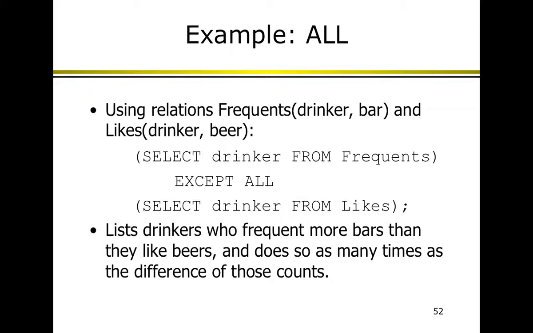Yikes. Now I think I need a beer to understand this query. It says, select drinker from frequents, except all, select drinker from likes. So we have frequents, bars and drinkers, that like beers. Apparently they frequent more bars than beers they like. Why would you go to a bar if they didn't sell the beer that you like?